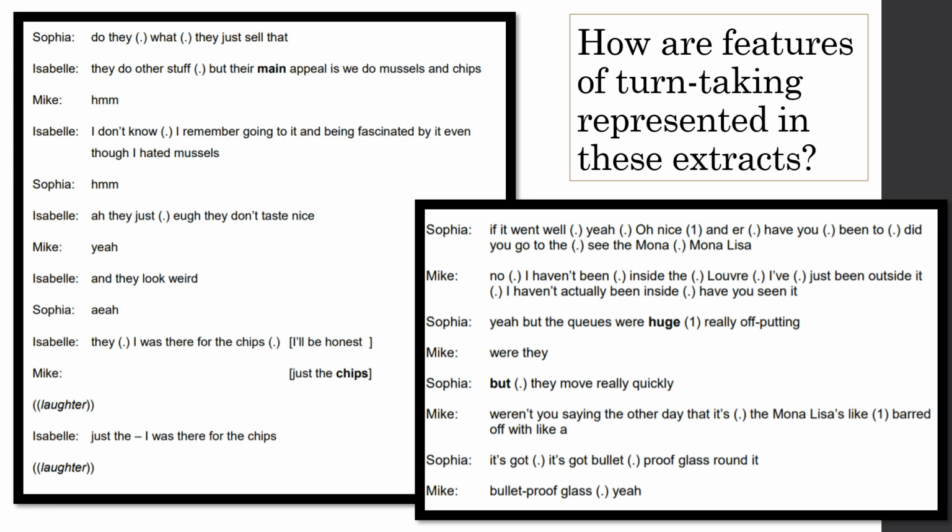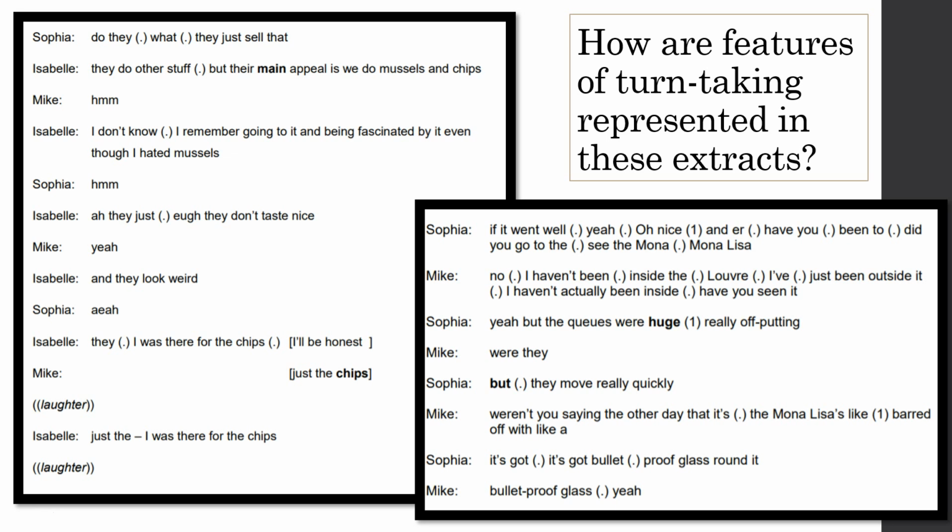Mike and Sophia are basically taking it in turns to offer Isabel verbal feedback in the form of back channeling, to show that they want Isabel to continue speaking. There's also some overlapping, where Isabel makes a little joke about her own habits, saying that she was just in it for the chips, and Mike then offers a small overlap, "just the chips", to reaffirm the joke, and they all then share laughter.